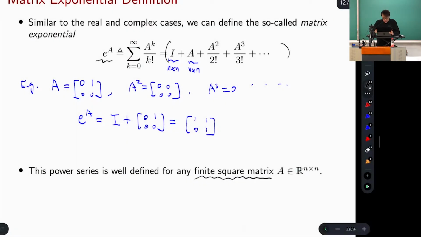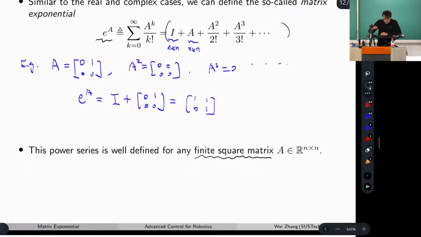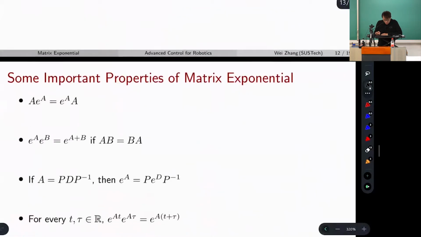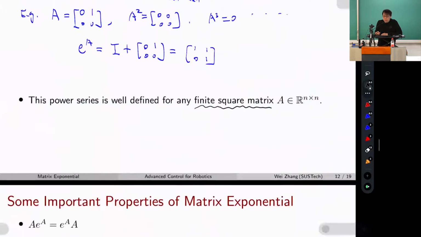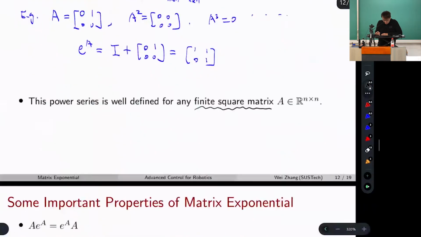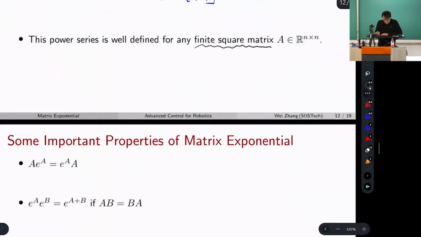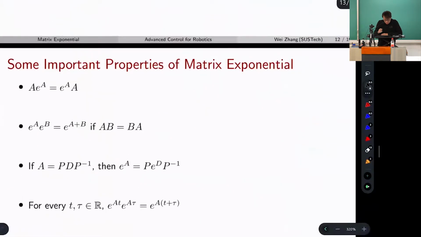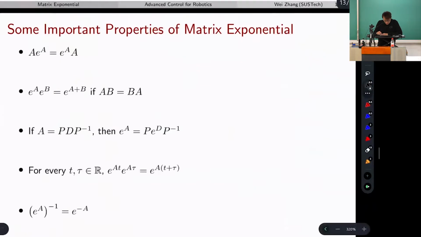Okay, let's go back. By this definition, there are several properties you have to know. By this definition, the matrix exponential has these five properties, and I think they are very important. Now I'm going to ask you to prove them.